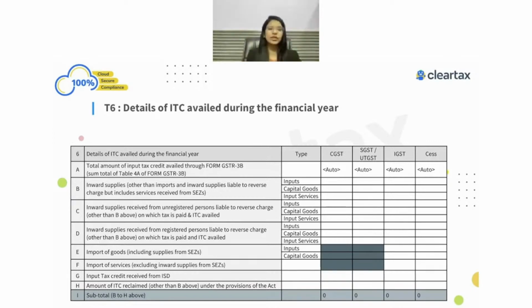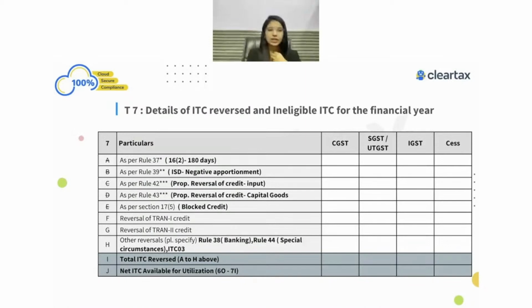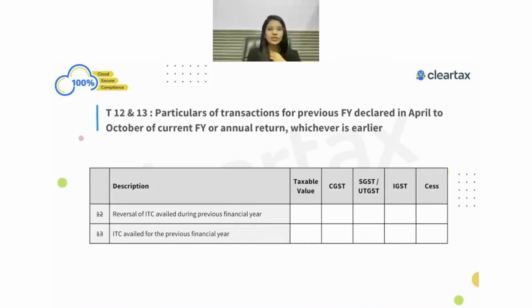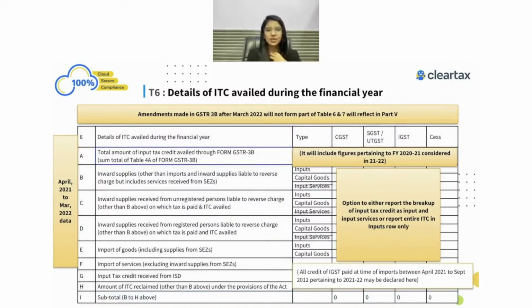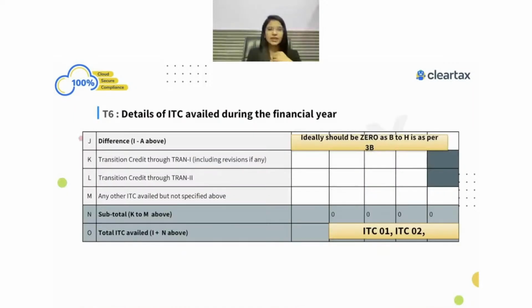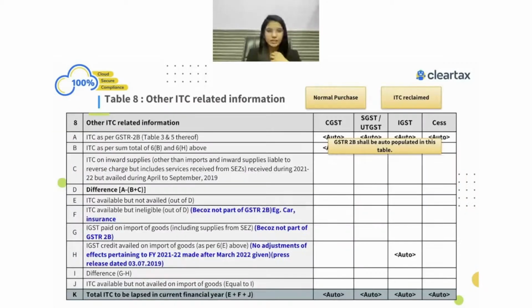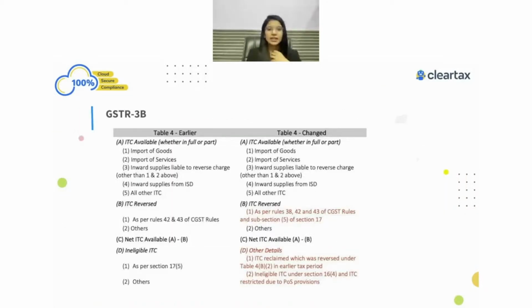So if you look into the value in table number 6A, this is directly getting populated from your GSTR 3B. There is a section called 4A, which means all of that. If we look into how exactly your 3B looks like today, there are different tables in GSTR 3B. There is 4A, which is import of goods, import of services, inward supply liable to reverse charge other than 1 and 2 above. Then there is inward supply from ISD, and then there is all other ITC.